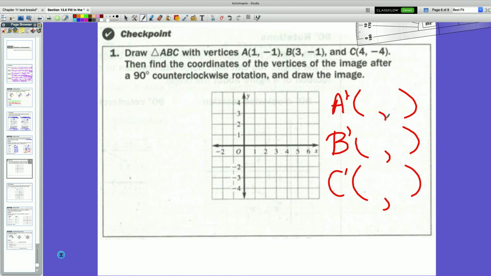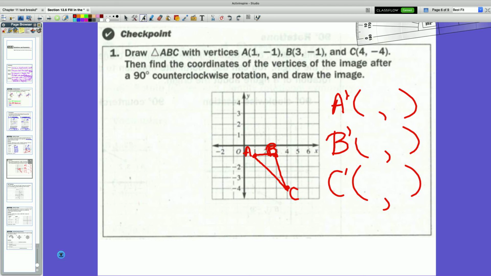So first I'm going to draw the original. So A is 1, negative 1. B is 3, negative 1. Whoops, that's B. C is 4, negative 4. Okay, connect the dots. Oh man, I did the prime thing again on A. I just get so excited. I like primes. Okay, so there's that.